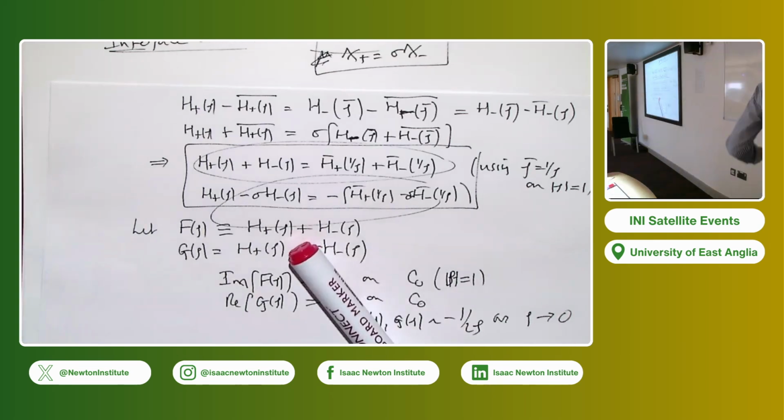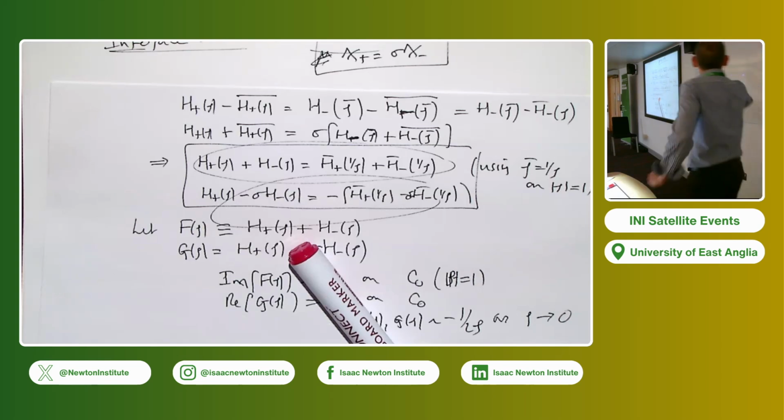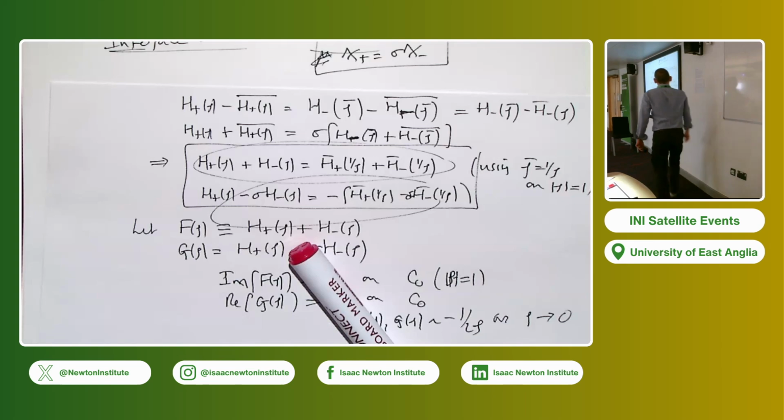Remember what this one was? This maps the unit circle to that real slit. This maps to that. What's true of the imaginary part on here? Zero. What's true of the real part on here? So guess what? And by the way, look, they've got the right singularities.